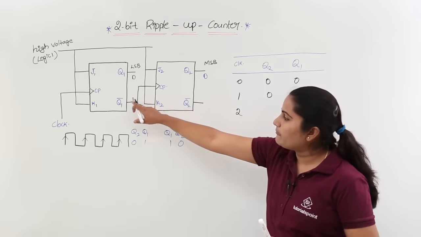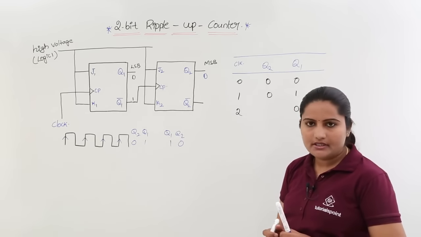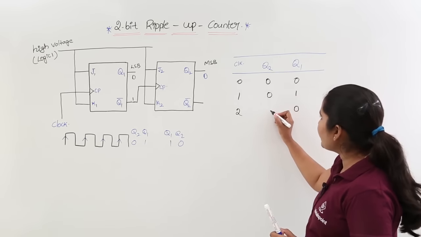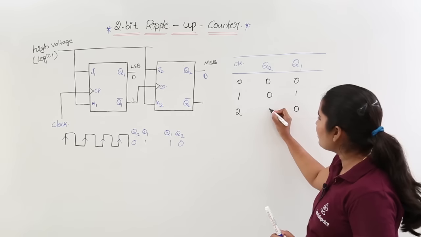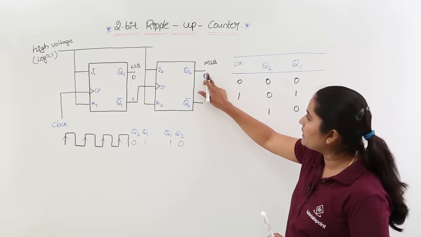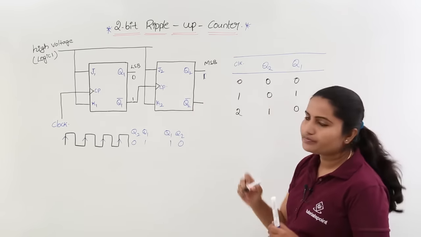So now it became 1 for the second clock pulse. So now this is also going to toggle. Q2 is going to toggle, meaning from 0 to 1. Then it is going to become 1 now.